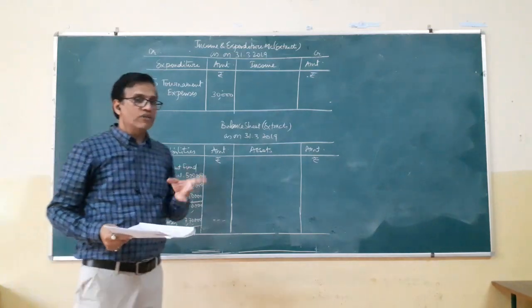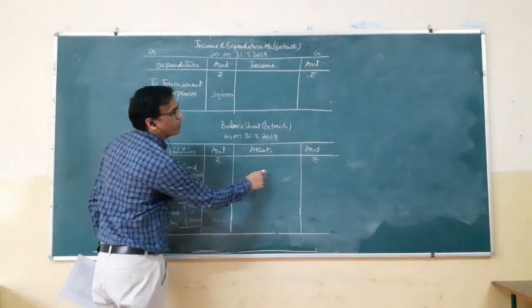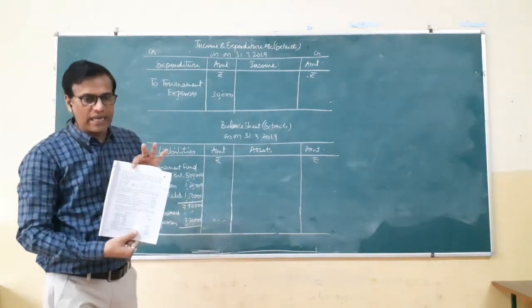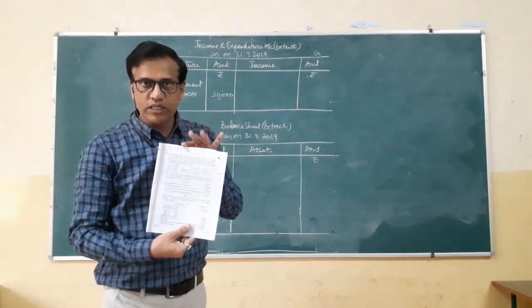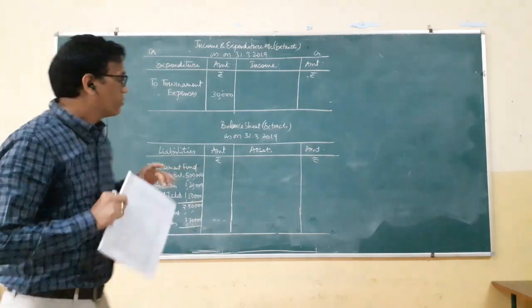Suppose any investment is there against this tournament fund. So how will we show it? We will write here tournament fund investment. But it is not given in the question. This was a question in this year's question paper carrying 3 marks. Okay. So it was to be shown this way.